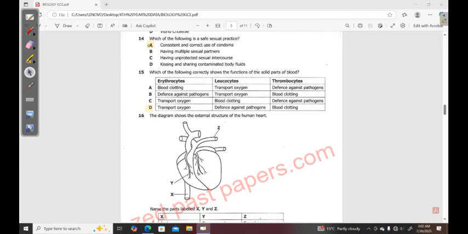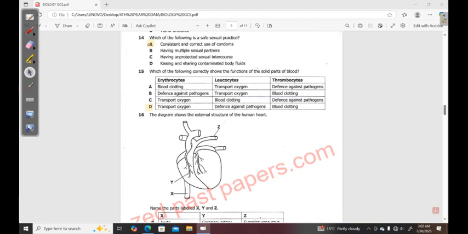So we go to 14. Which of the following is a safe sexual practice? A, consistent and correct use of condoms. B, having multiple sexual partners. C, having unprotected sexual intercourse. D, kissing and sharing contaminated body fluids. So the correct answer is consistent and correct use of condoms.